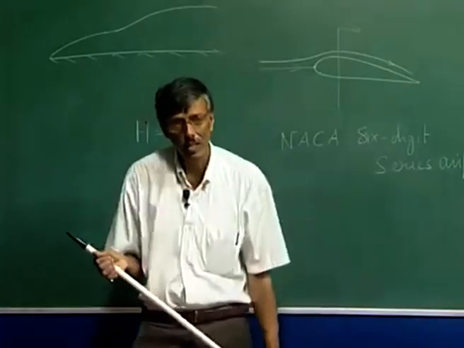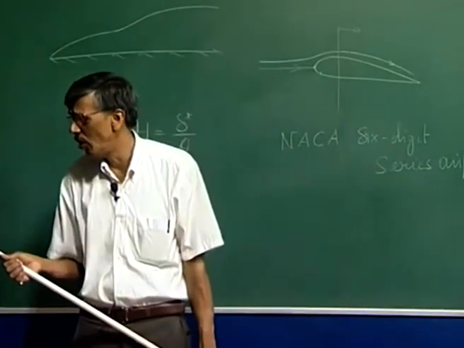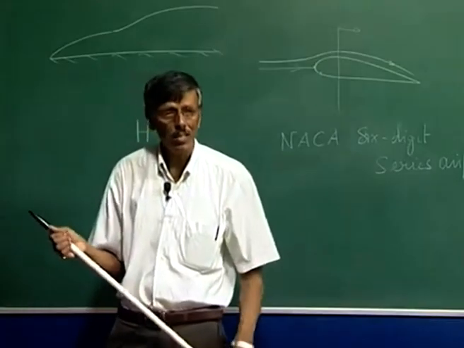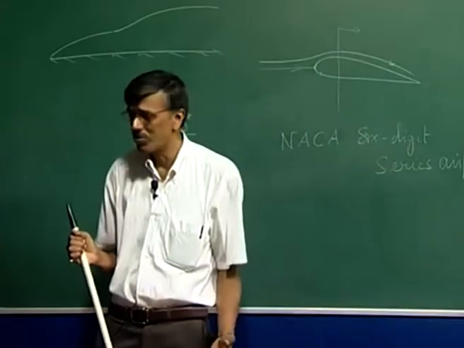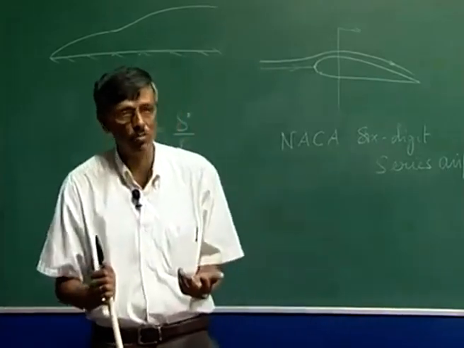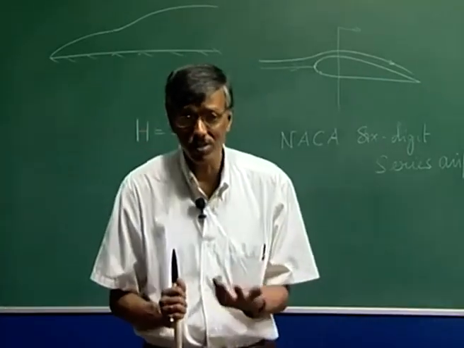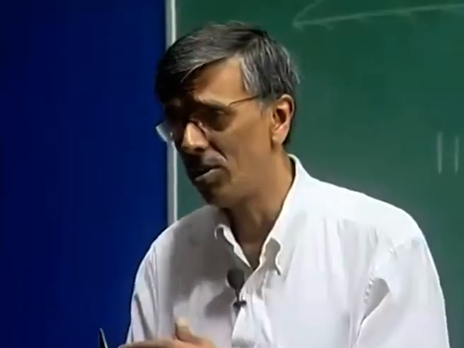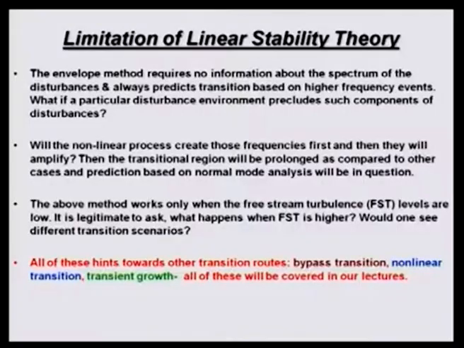However, if the disturbances are not low, then you may get a mechanism of transition which does not create those instability waves, which we call the Tollmien-Schlichting waves. It will completely bypass that route, and those transitions are what are called bypass transition. So, we will spend time talking about some of those bypass transition mechanisms. Then of course, there could be nonlinear effects.